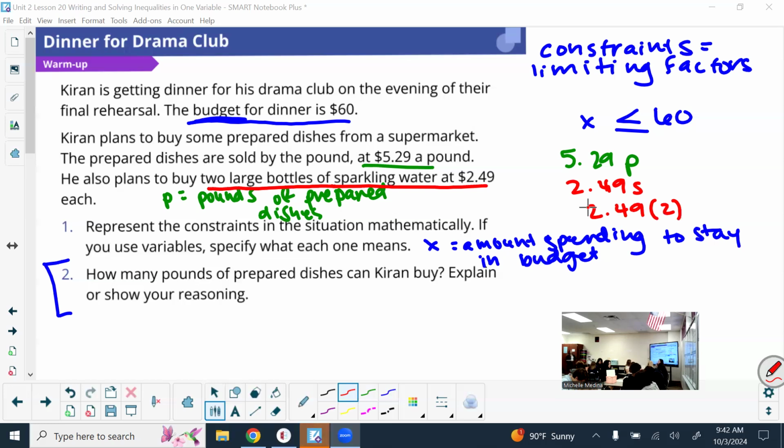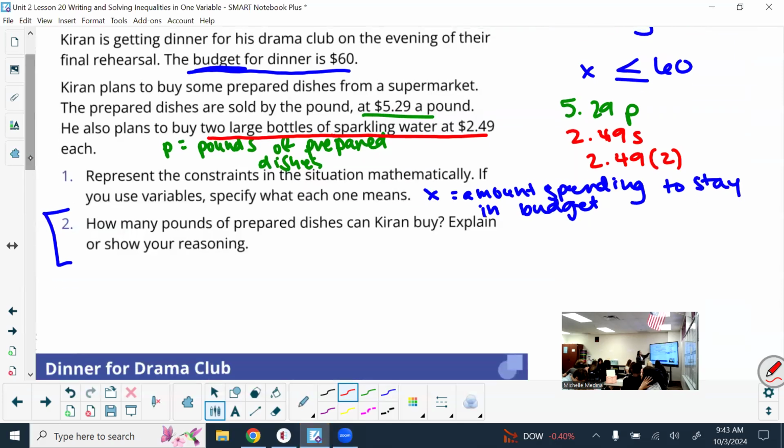Okay. Now, I don't think there's any others. Reread it a few times if you need to. Number 2 says, how many pounds of prepared dishes can he buy? Do we have enough information to be able to figure that out? Yeah, there's only one unknown, and that's the pounds of prepared dishes. So you can combine all of these constraints because if these are all limiting factors, they should all probably be in whatever you're trying to solve.